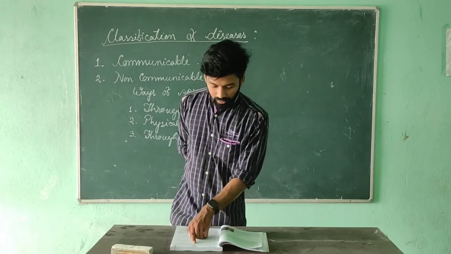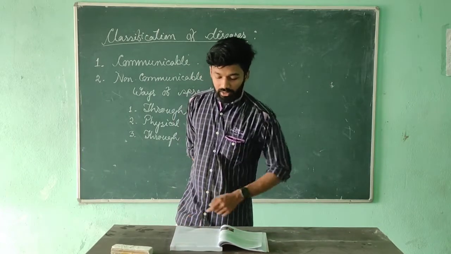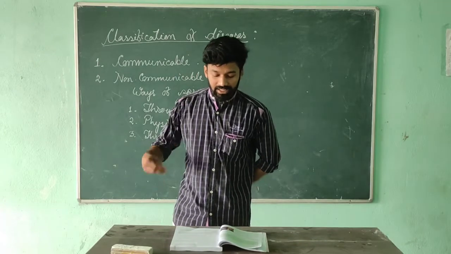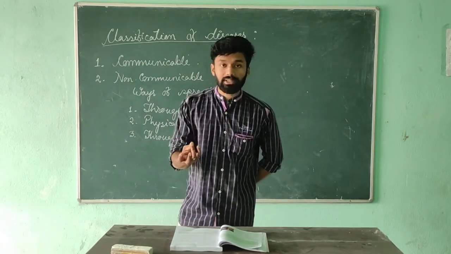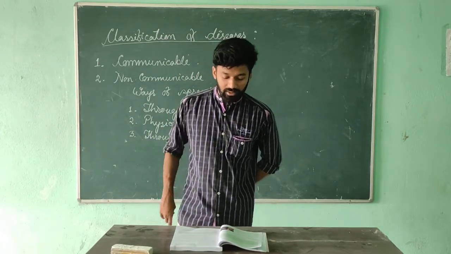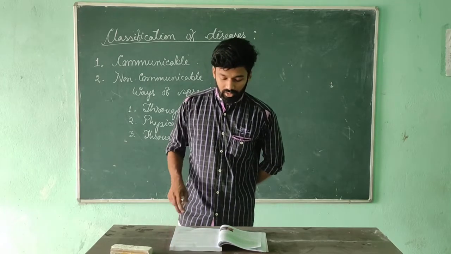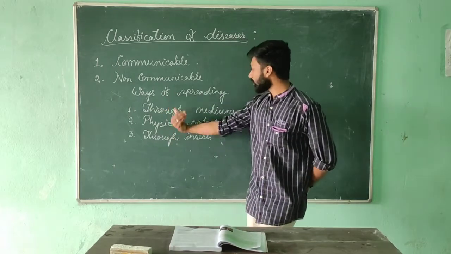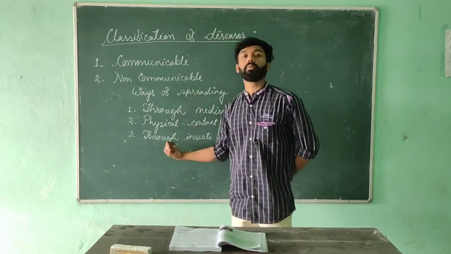Then how can communicable disease occur and spread in the body? By breathing air containing microorganisms, by taking infected food or water, through insect bites, by sharing infected injections, etc. So how can we prevent this communicable disease?